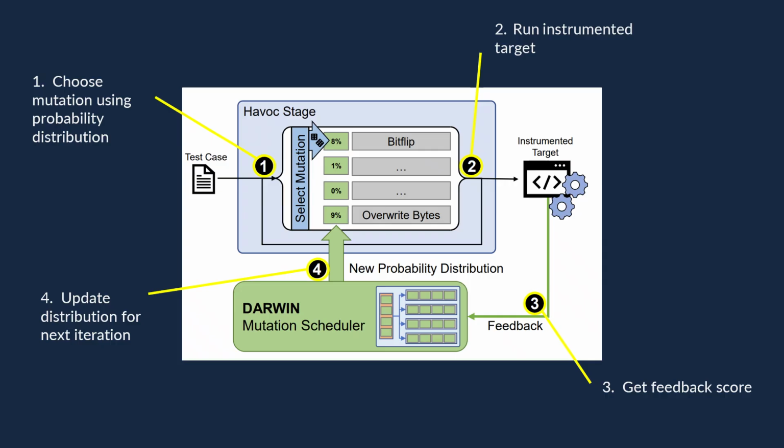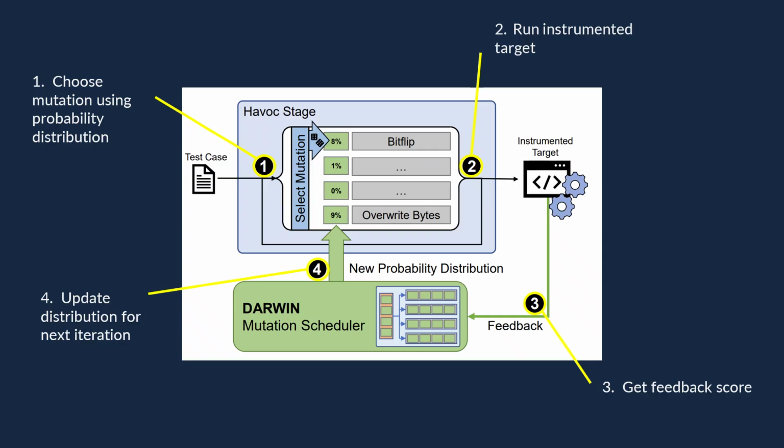So step 1 is choose a mutation according to some probability distribution over the different mutators. Then in step 2, run the instrumented target. Step 3, use the feedback score, which is new paths or new coverage of the code, to measure how successful that distribution was. And then step 4 is update the distribution for the next iteration of the fuzzing.